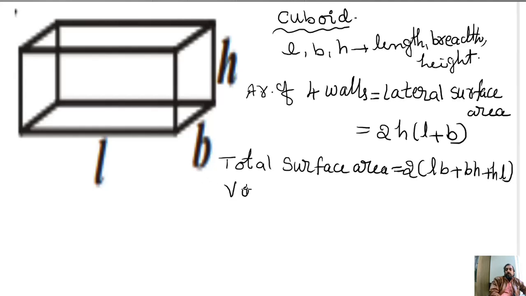Now coming to its volume, volume is equal to L into B into H. Area of 4 walls, total surface area and volume. Area of 4 walls is nothing but LSA, lateral surface area. Total surface area is TSA. Volume is V. That's it.